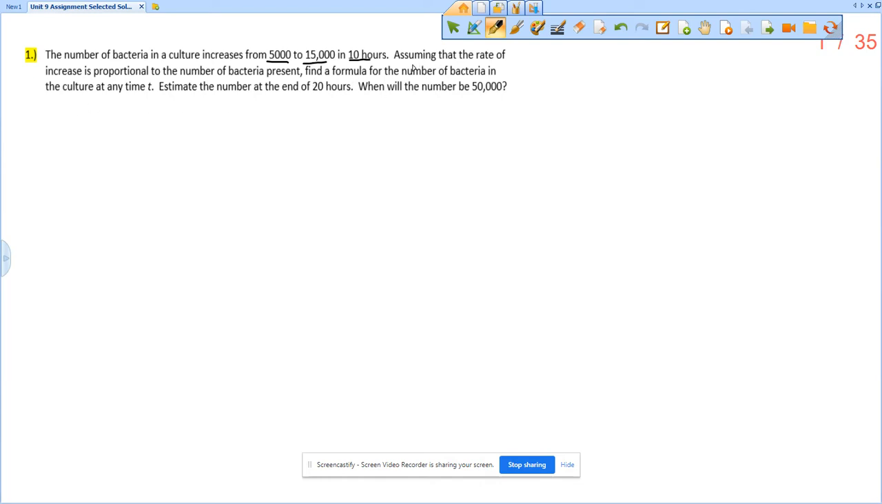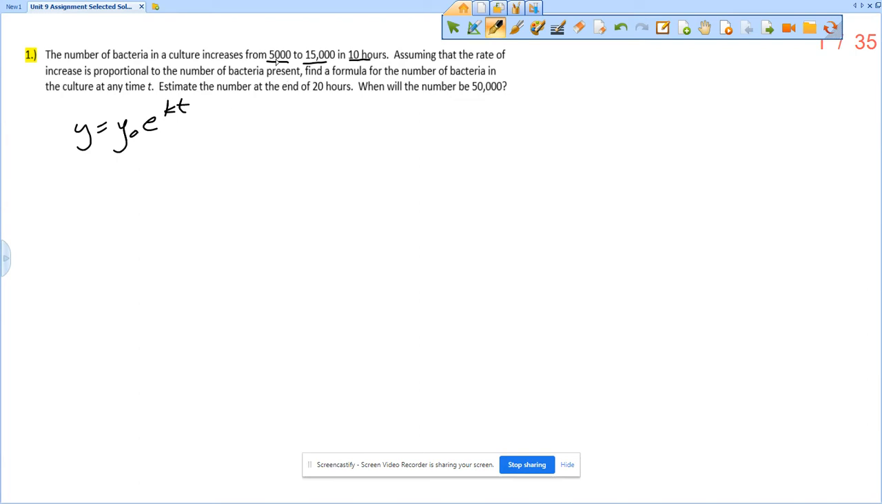Remember, assuming the rate of increase is proportional to the number of bacteria present, this is telling us that y equals y sub 0 e to the kt is the solution to that differential equation. Then it says estimate the number at the end of 20 hours. When will the number be 50,000? So this is a multi-part question.